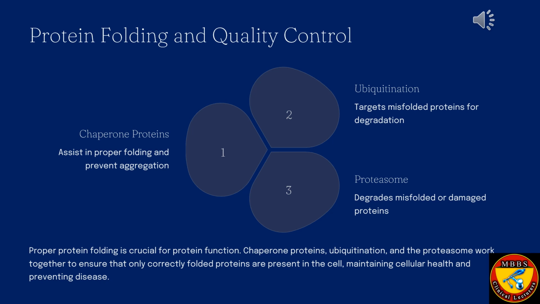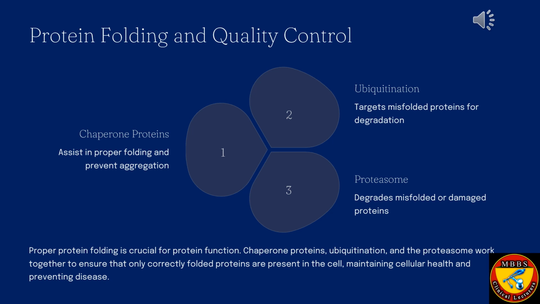Consequences of misfolding. 1. Loss of function. Misfolded proteins may lose their biological activity. 2. Aggregation. Misfolded proteins can form aggregates, leading to cellular stress and disease. 3. Disease association. Protein misfolding is linked to various diseases, including Alzheimer's, Parkinson's, and Huntington's.